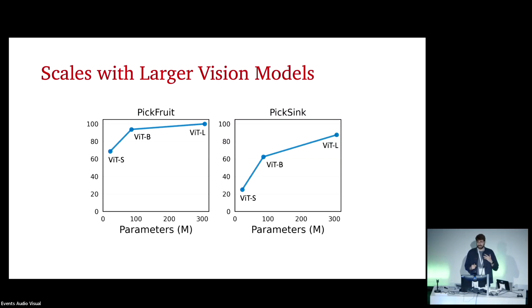And performance gains are larger for harder tasks. It's worth noting that our largest model, a ViT-Large, is a fairly large model. It is about 14 times larger than the ResNet-50 model, which is a commonly used visual backbone in robotics.